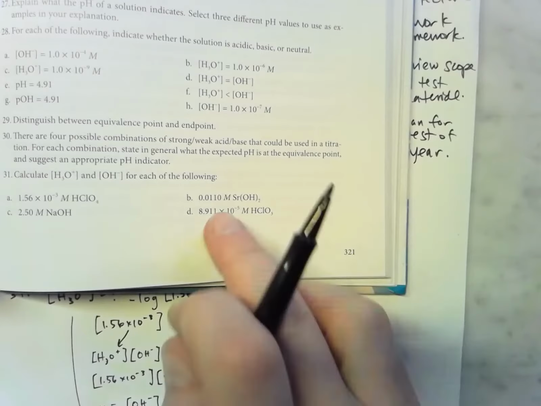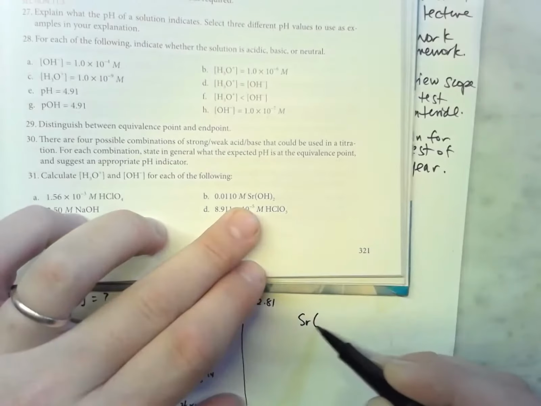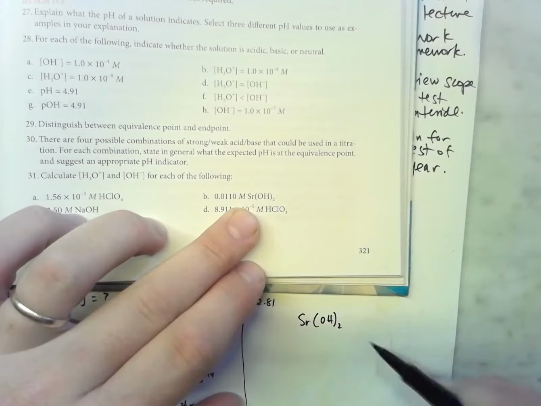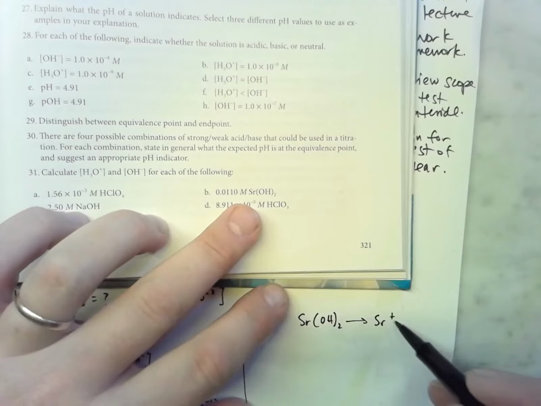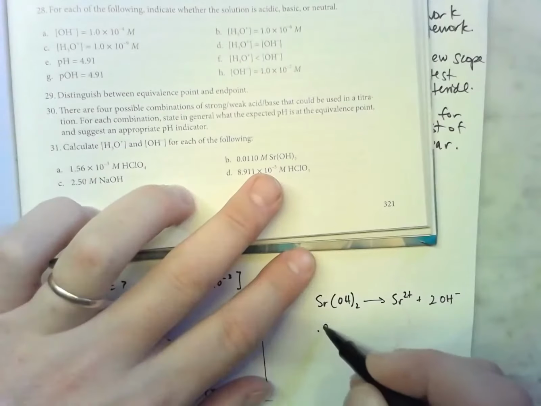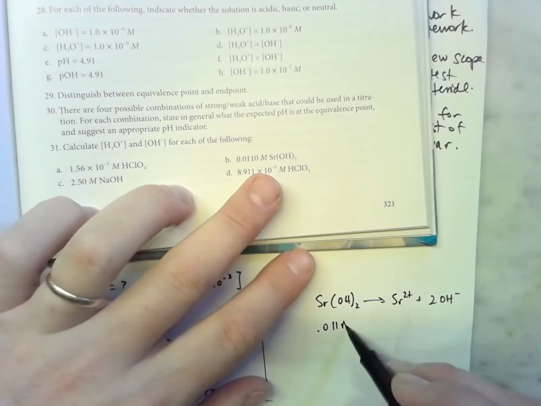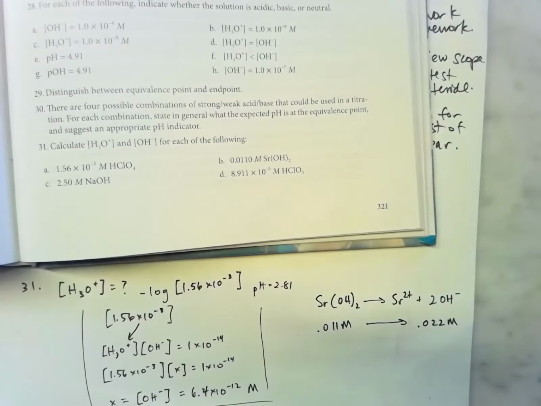All right, so let's look at B. What's going to happen here? This Sr(OH)2 is going to go to what? Sr2 plus and 2 OH minuses. So that means if I've got 0.011 molar here, what's going to happen? We've got a 1 to 2, so that's going to go to a 0.022 molar solution of OH minus concentration in the solution.